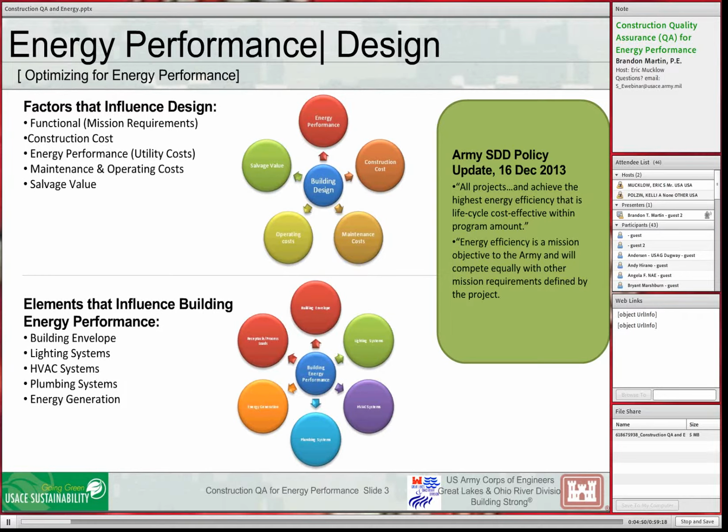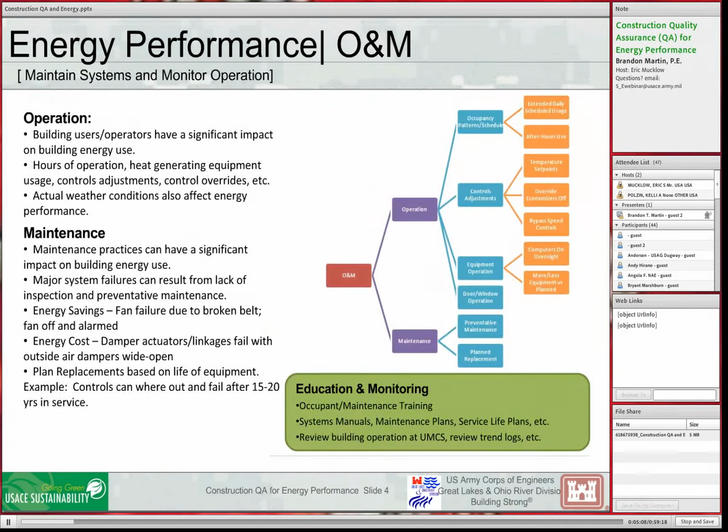The systems that affect energy performance are the building envelope, lighting systems, HVAC systems, plumbing systems, typically the domestic hot water, and energy generation, so generators or renewable energy systems. So those are factors that influence design for energy performance.